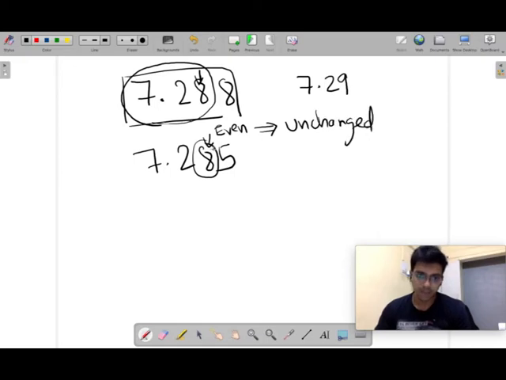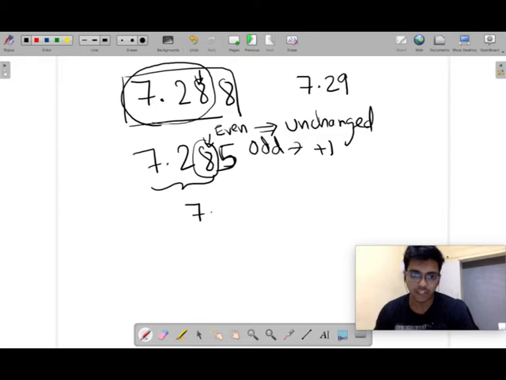And if this number turns out to be odd, you add 1 to that number. So in this case, if I were to round it to these 3 digits, since there is a 5 here, I will use this rule. I will say this number, which is 8, is even, so I'm going to leave it unchanged, and it's going to be 7.28. Okay.